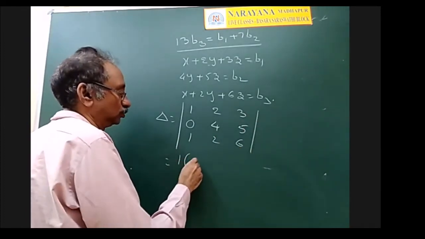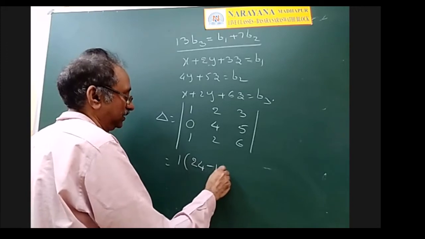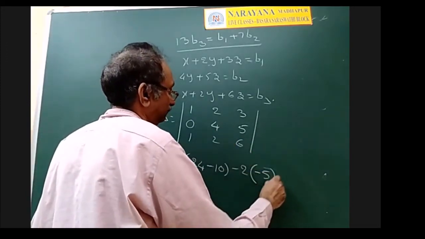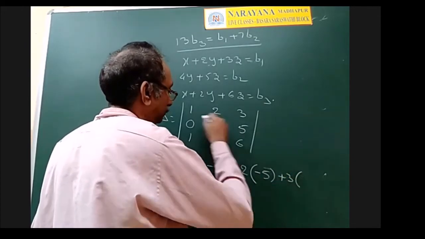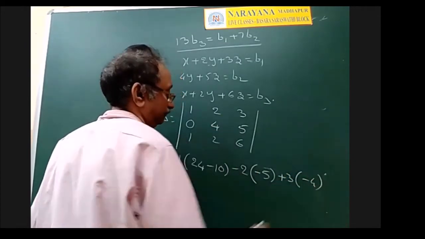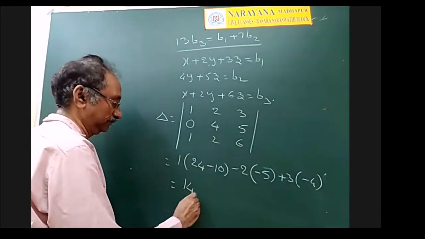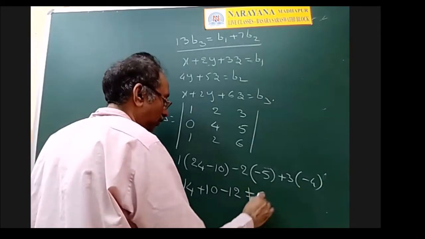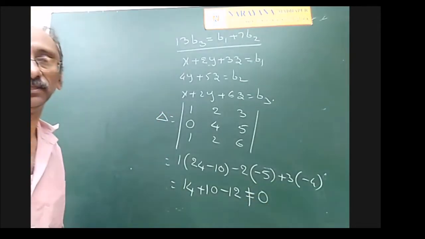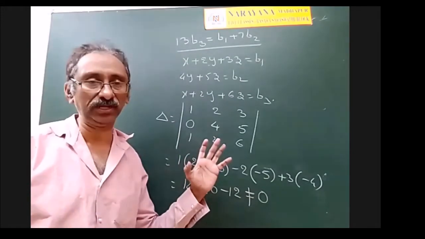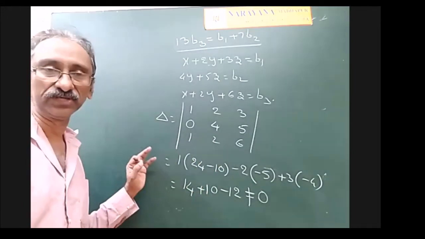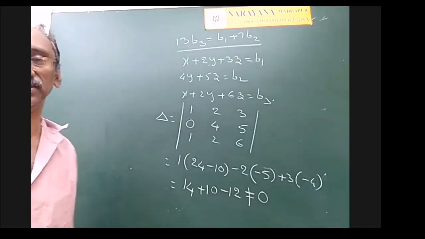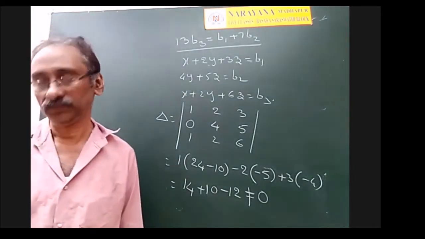So 1 into 24 minus 10, minus 2 into 0 minus 5, plus 3 into 0 minus 4. So this is 14 plus 10 minus 12. This is not equal to 0. Therefore, the system has a unique solution. Therefore, in the first option, definitely it has at least one solution. So that is one of the options we need. Okay, so the first one is over.